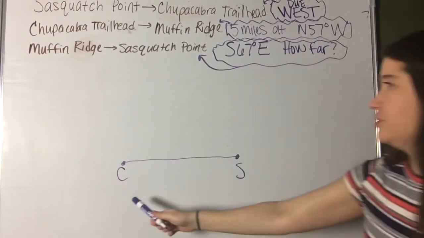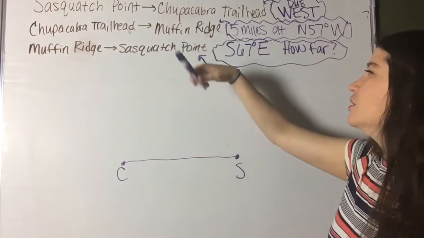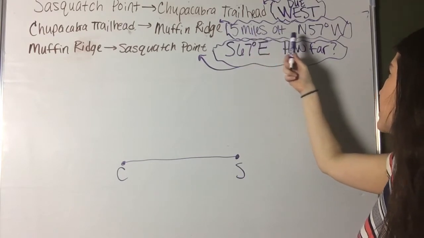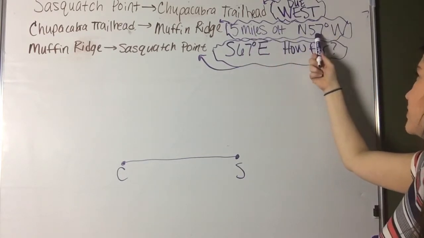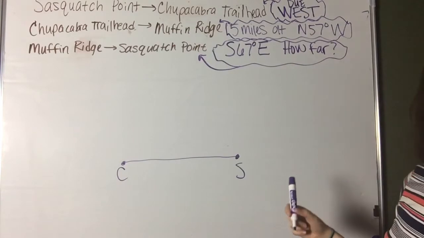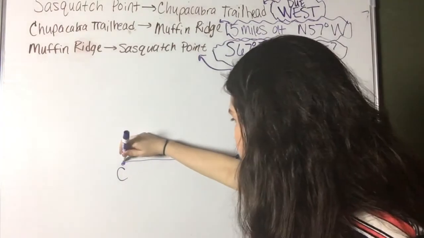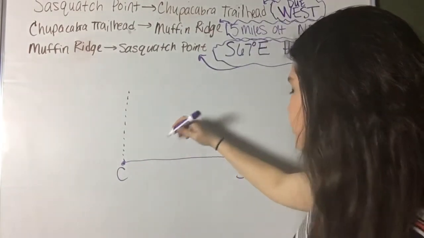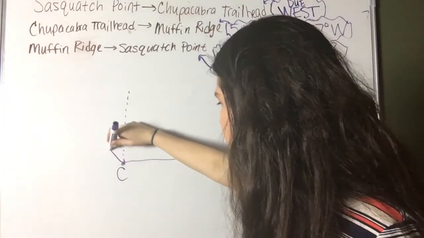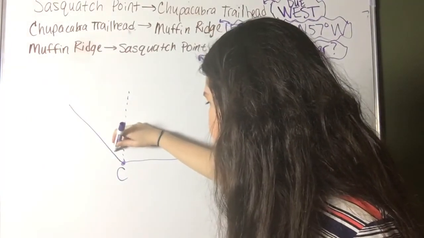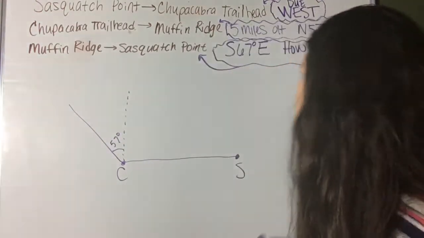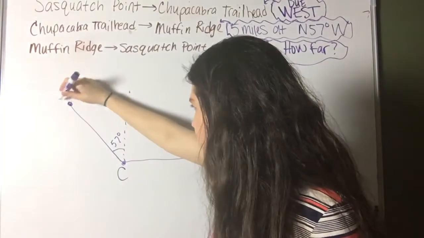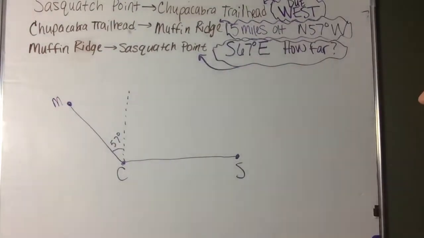From Chupacabra Trailhead, she's going to walk to Muffin Ridge for 5 miles at a direction of 57 degrees northwest. Okay, so there's a north line I'm going to draw in. She's going 57 degrees west of that. All right, so this would be 57 degrees until she eventually hits Muffin Ridge. Call this M for Muffin Ridge.